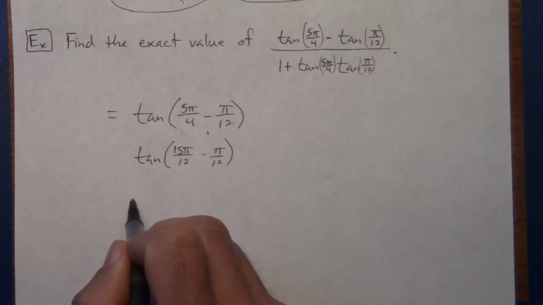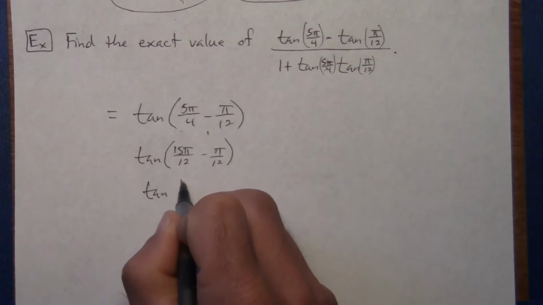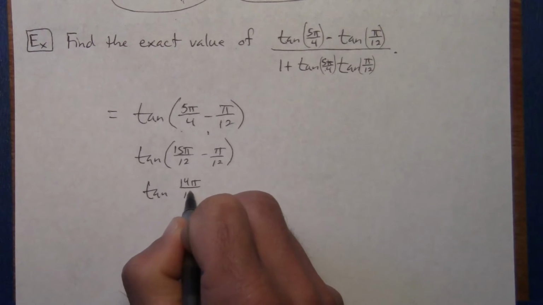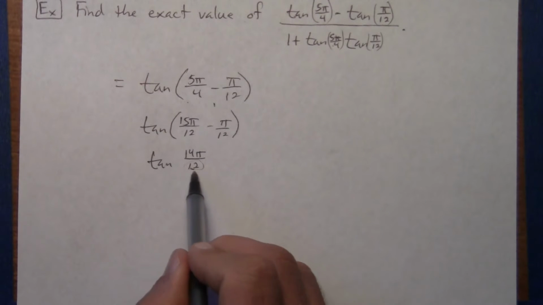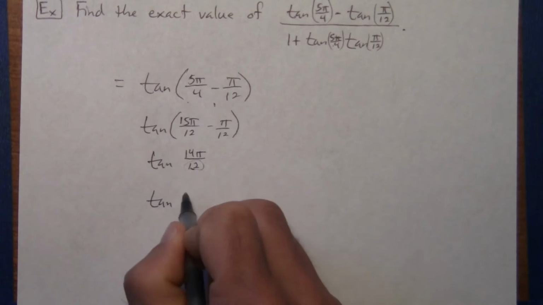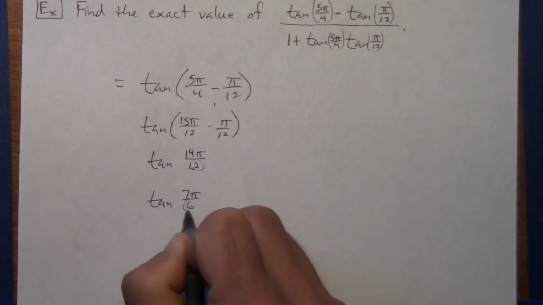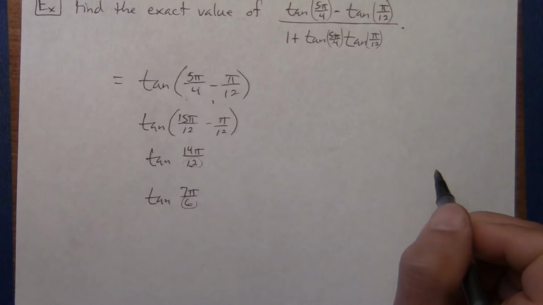And as I continue to simplify, that is eventually going to give me the tangent of 14 pi over 12. Which, if I had to do without a calculator, would make me nervous seeing that 12, but of course it simplifies. So that's going to give me 7 pi over 6, and now that's a denominator I'm more familiar with. It's a reference angle of 30.